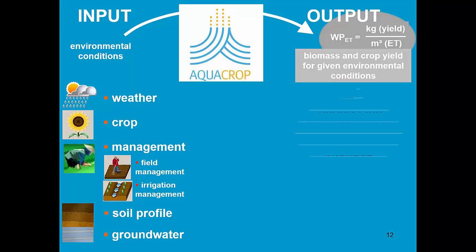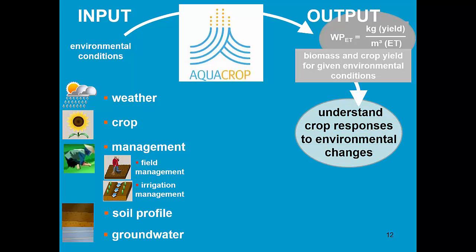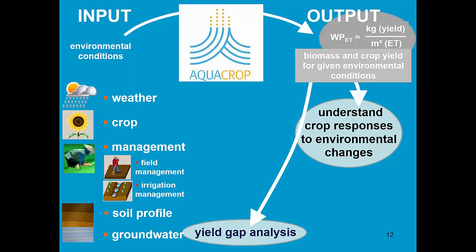When running AquaCrop, we can use it to understand crop responses to environmental changes by running it for dry weather conditions or for another field management. We can also use it to analyze the yield gap, in which we compare the actual yield versus the potential yield that can be obtained in that environment.